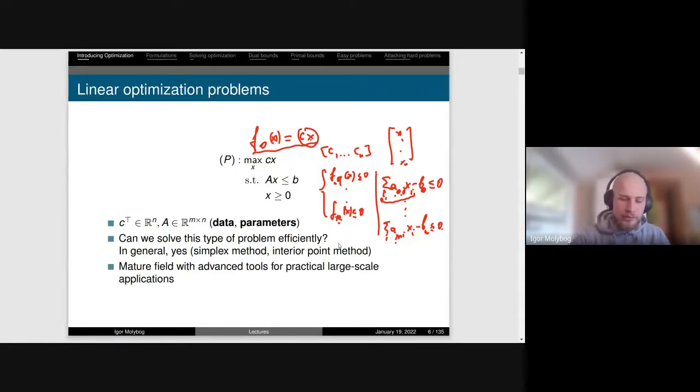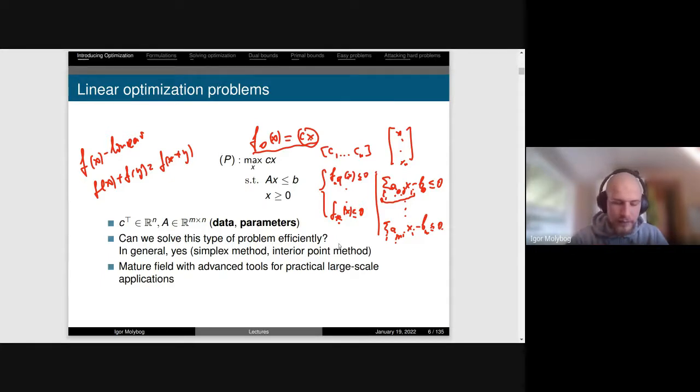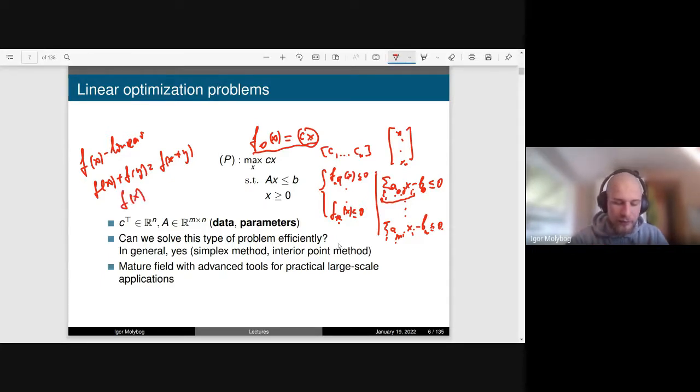Just a reminder: we are saying that f of x is a linear function if f of x plus f of y is equal to f of x plus y, right? Just a reminder. And f of alpha x is equal to alpha f of x.